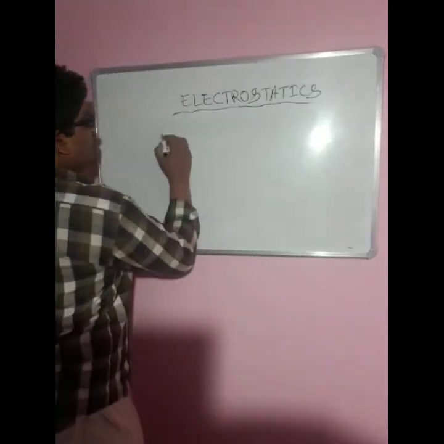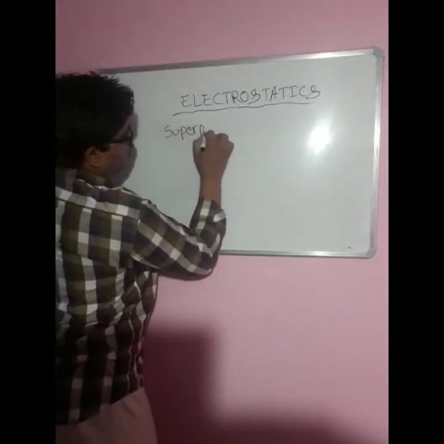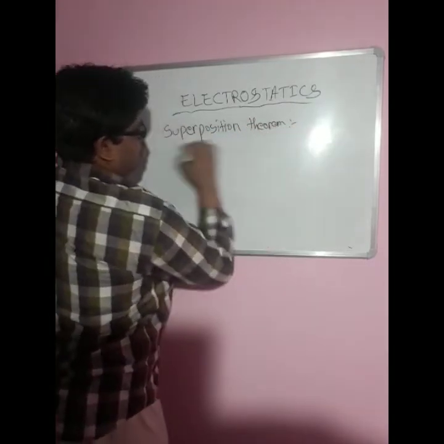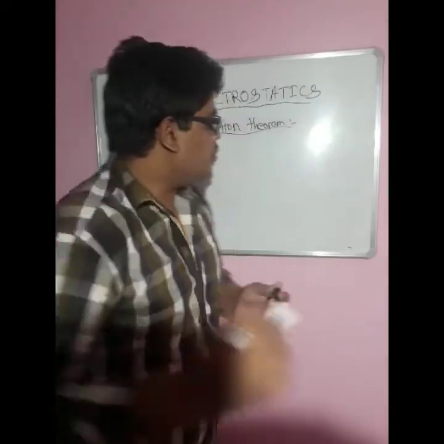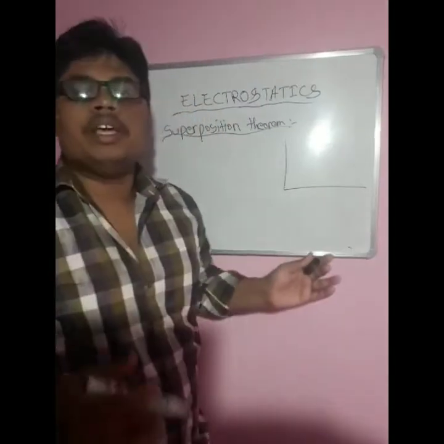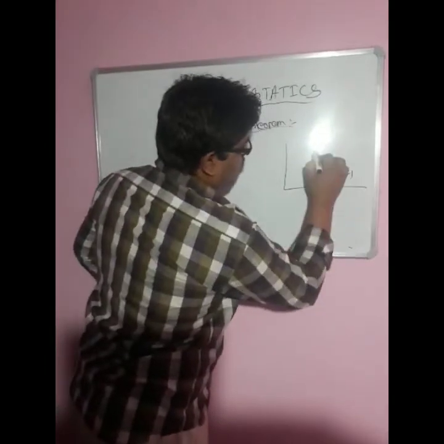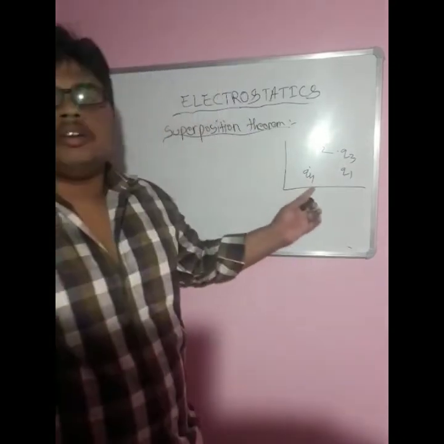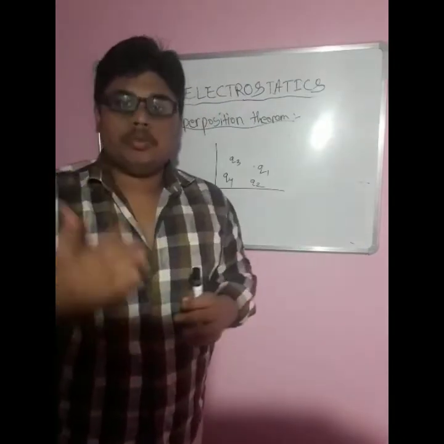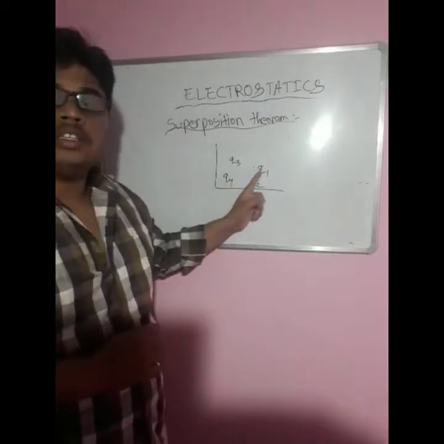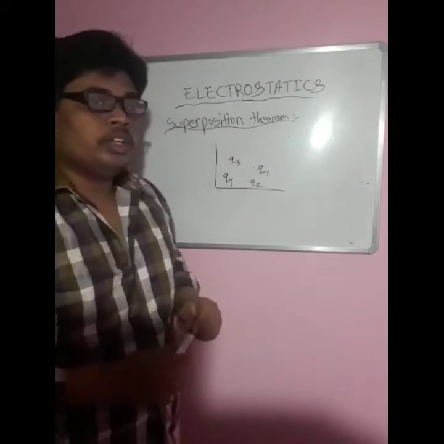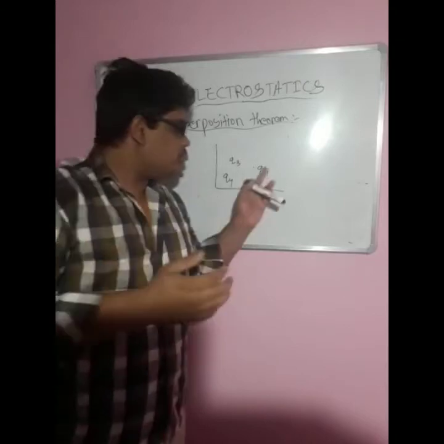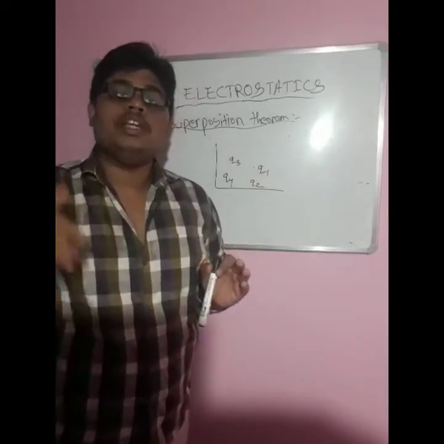Now, what is superposition? Okay, superposition theory. See, a system having a number of charges: this is Q1, Q2, Q3, Q4. There are 4 charges. If there are a number of charges in a system, here there are 4 charges, Q1, Q2, Q3, Q4. The total force experienced by these charges is equal to the sum of the individual forces.